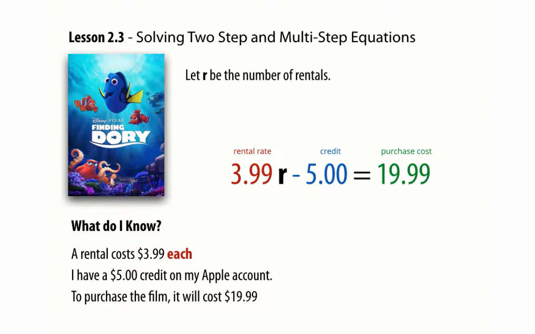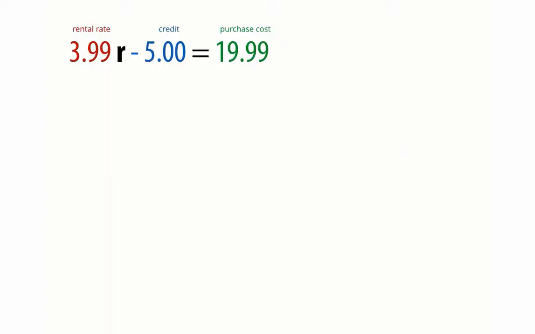Now there's a reason my credit is being subtracted. What I'm interested in is what I'm paying out to rent this. The $5 is already there to be deducted from whatever purchase I make, and that's why the subtraction. And so $3.99 times the number of rentals minus the $5 credit equals $19.99 is the equation, the linear equation that represents this situation.